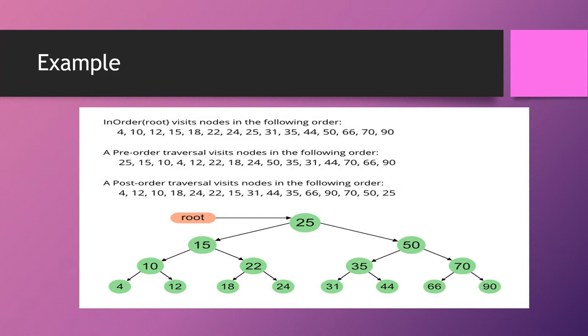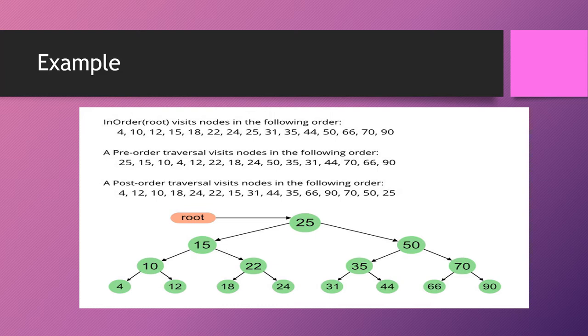Here, 25 is the root node, and 15, 10, 22, 4, 12, 18, 24 are the left subtree key values. And 50, 35, 70, 31, 44, 66, and 90 are the right subtree key values of the root node. Tree traversal techniques: first is in-order, next is pre-order, and last is post-order.